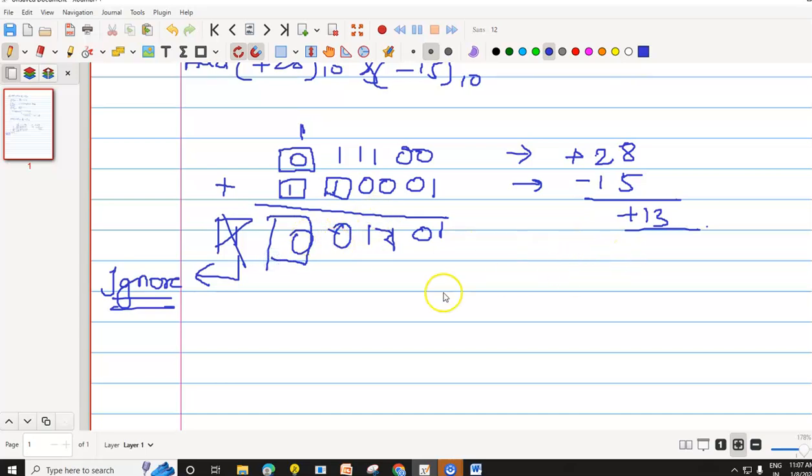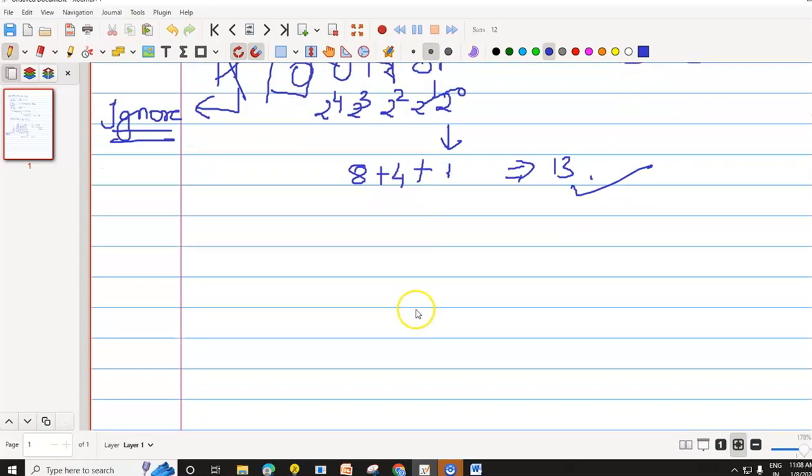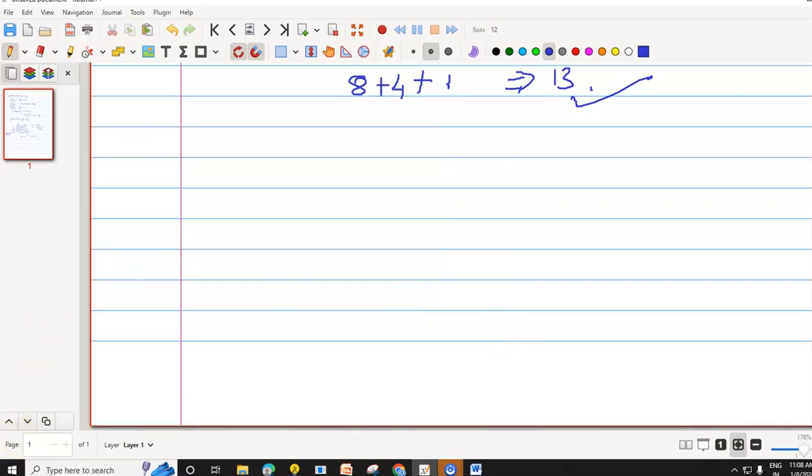And this will be your sign bit representation, as it is 13. So 13, just check. Are you getting this is 13? 2 raised to 0, 2 raised to 1, 2 raised to 2, 2 raised to 3, 2 raised to 4. 2 raised to 0 means 1, plus 4, plus 8. So this is 13. Okay. Now we take the next example.